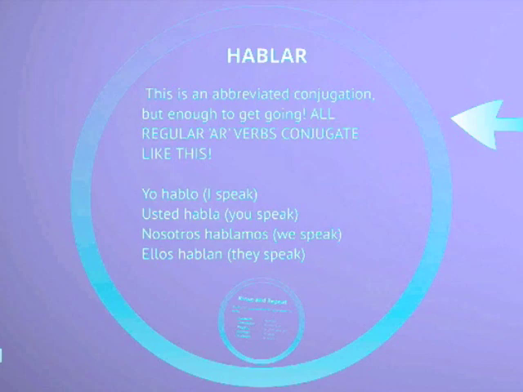And you also know something of a pattern. Do you see how the first part of each one of these verbs is habl? That's called the root of the verb, and the root of a regular verb is consistent. So the endings, if you will, the terminations are o, a, amos, an. If you can remember o, a, amos, an, you can conjugate any AR regular verb. Hablo, habla, hablamos, hablan.